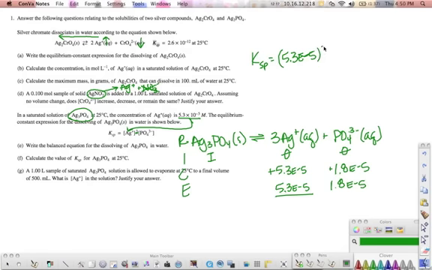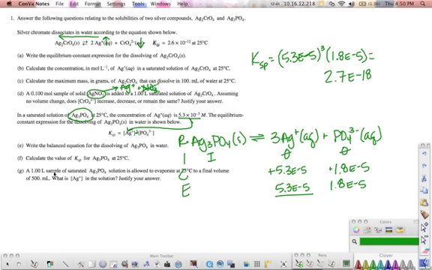And then we're going to raise that to the 3rd power, and then we take the phosphate ion concentration, 1.8 times 10 to the negative 5, and that's just raised to the single power because it's got a coefficient of 1, and you plug that into your calculator, and you get 2.7 times 10 to the negative 18, so a really tiny number. So silver phosphate is very, very not very soluble.